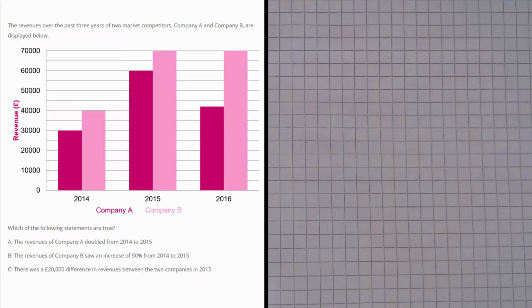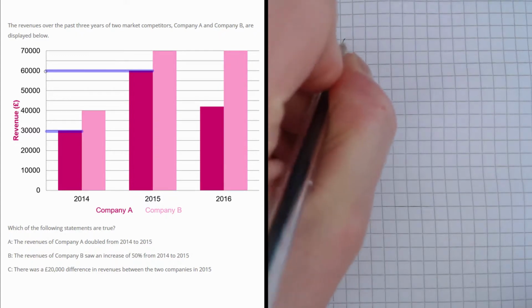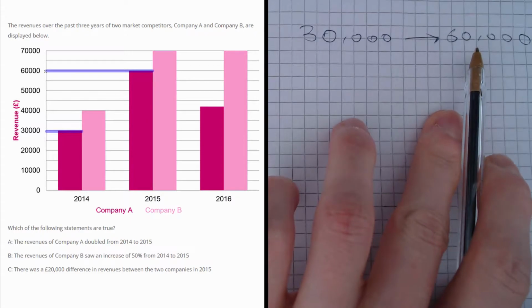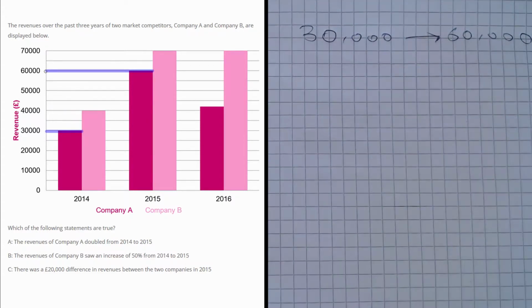And this says that the revenues of company A doubled from 2014 to 2015. So to do this, we're just going to have to read off the graph. So if we have a look at 2014, company A is of course the maroon colour, so we can see, reading off the graph, they had revenues of 30,000. Now in 2015, company A again had 60,000. So we've gone all the way from 30,000 to 60,000, and obviously 60,000 is 2 times 30,000. So the answer to part A is definitely true.